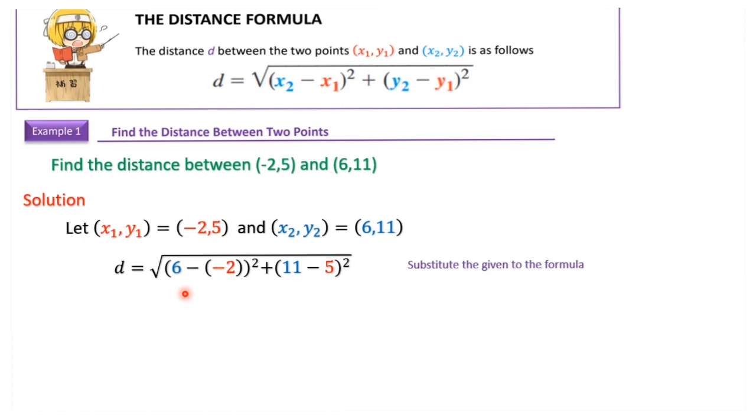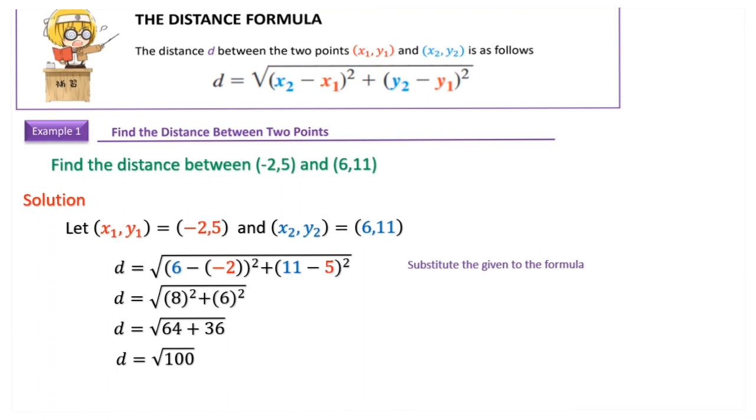When you simplify it, it's going to be 6 plus 2. So if you continue here, 6 plus 2 is 8. Why? Because copy 6, change the operation to plus, change the sign of the last term, negative 2. So it's going to be 8. And then 11 minus 5, that's going to be 6. 8 raised to 2 is 64. 6 raised to 2 is 36. So if you add it, the distance is equal to the square root of 100.